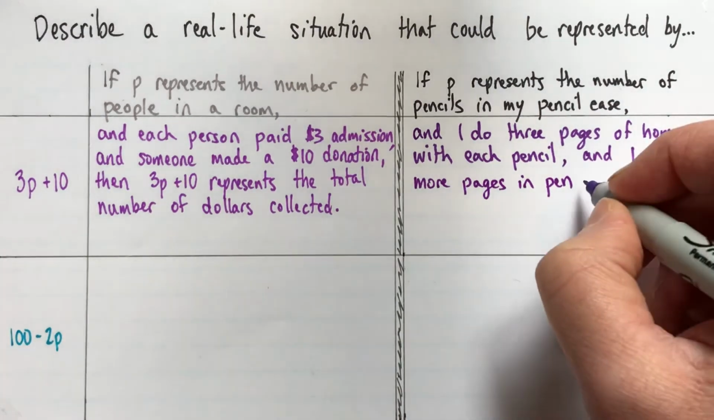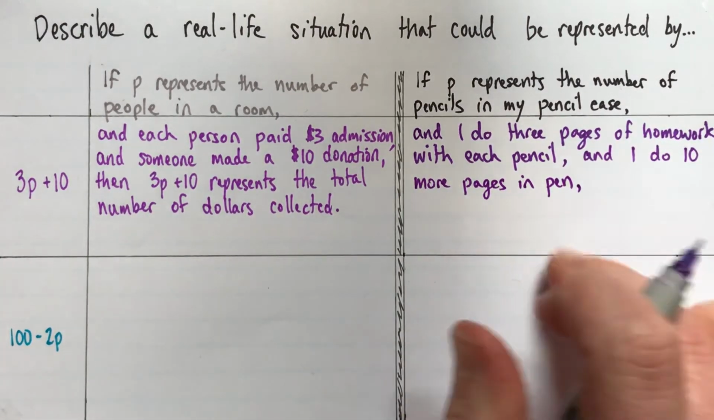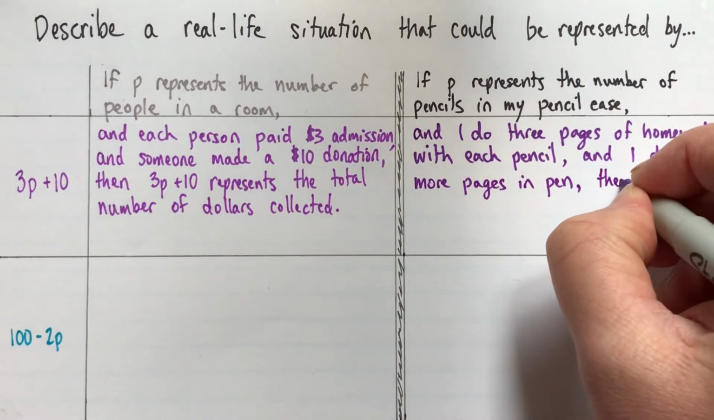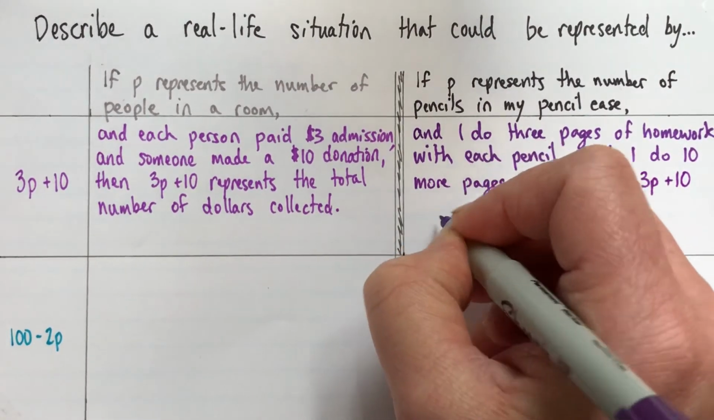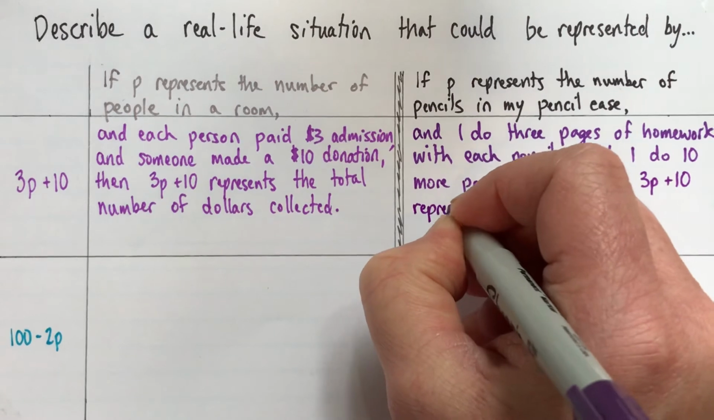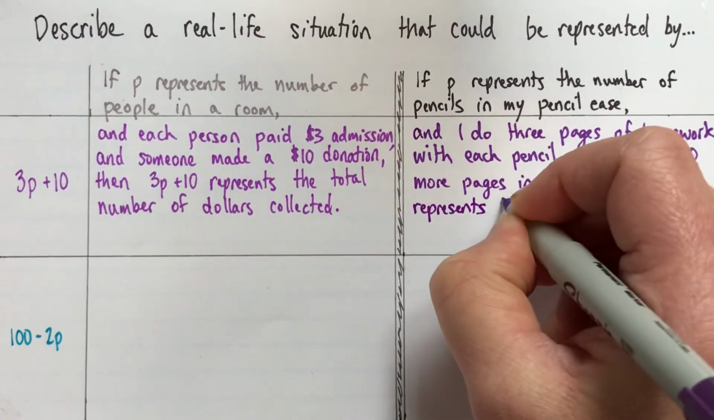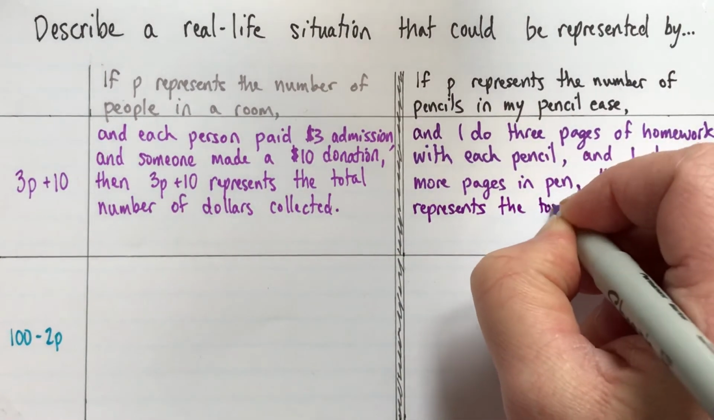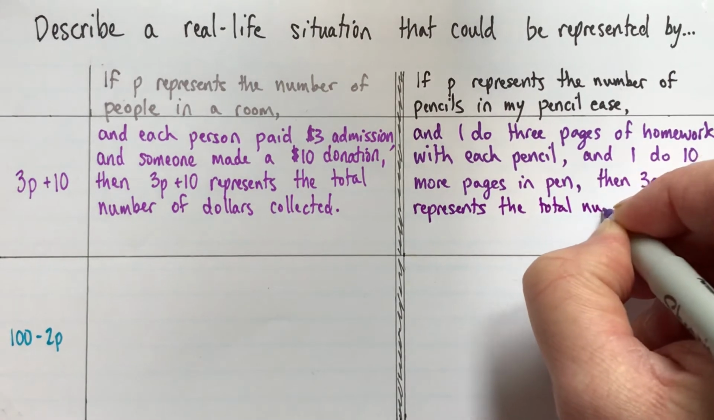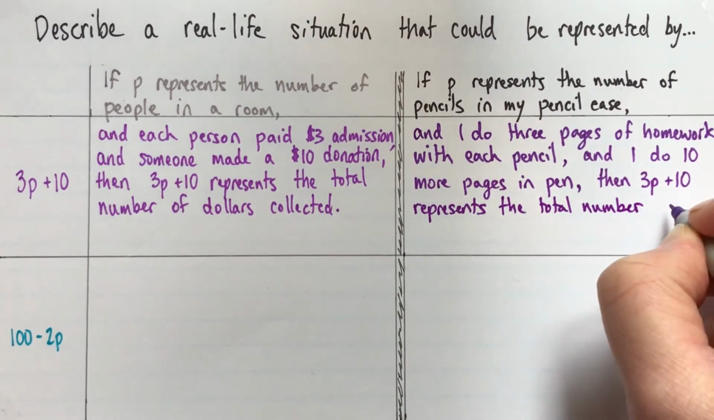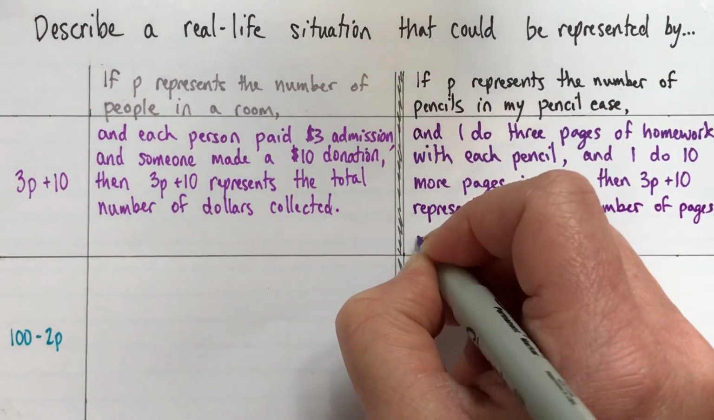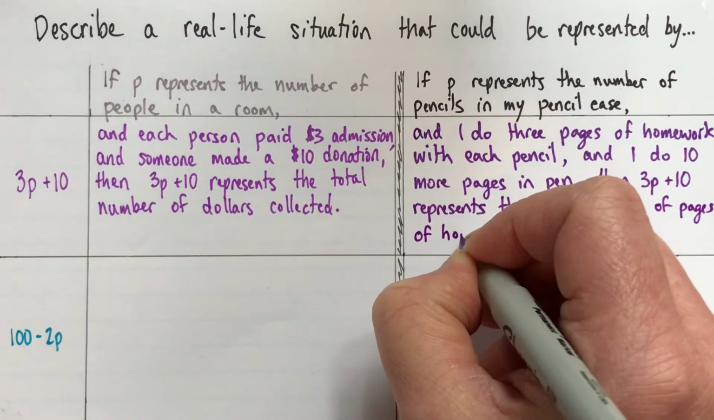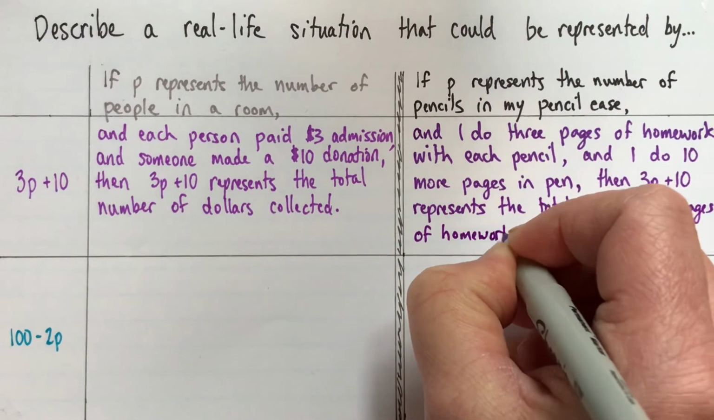Okay, then just make sure you're really explicit. Sometimes people forget to write the last part. Then 3p plus 10 represents the total number of pages of homework I did.